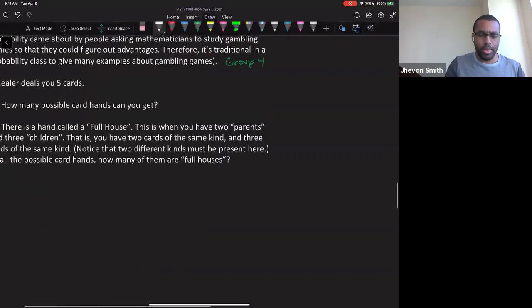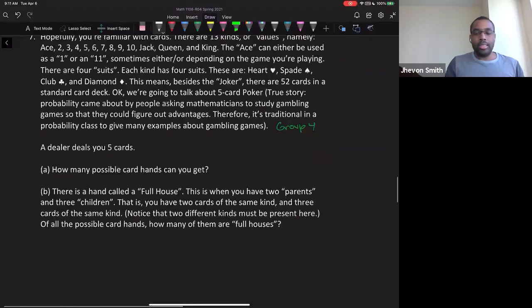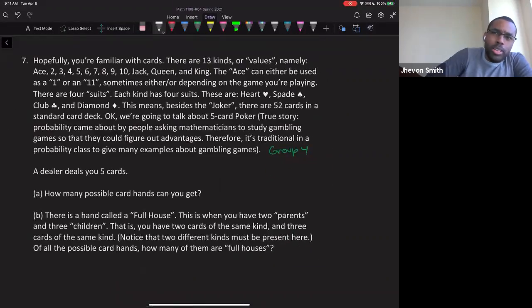Okay, 7. So for this one, you do have to be familiar with playing cards. I did put some descriptions here. So cards, you can number them. They have kinds or values, which is the ace, 2, 3, 4, 5, 6, 7, 8, 9, 10, jack, queen, king. We are not considering the joker card when we're doing card things like this.